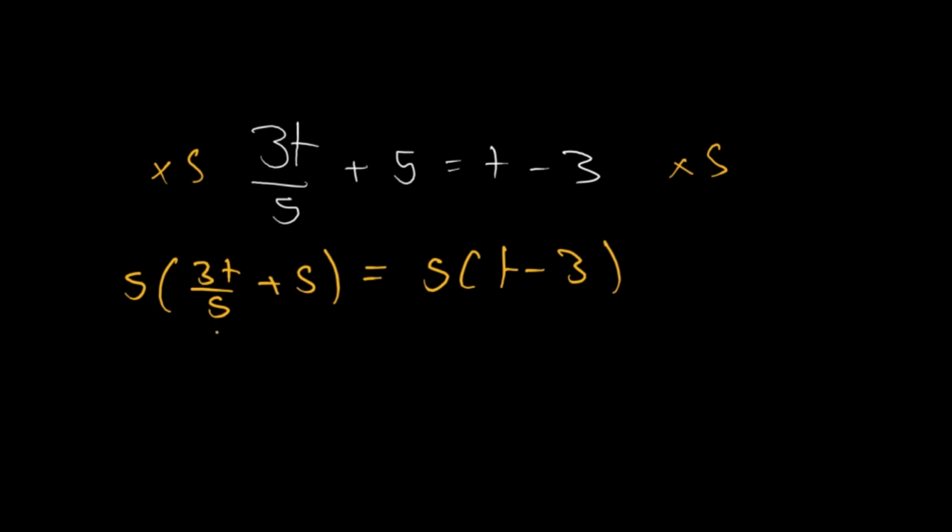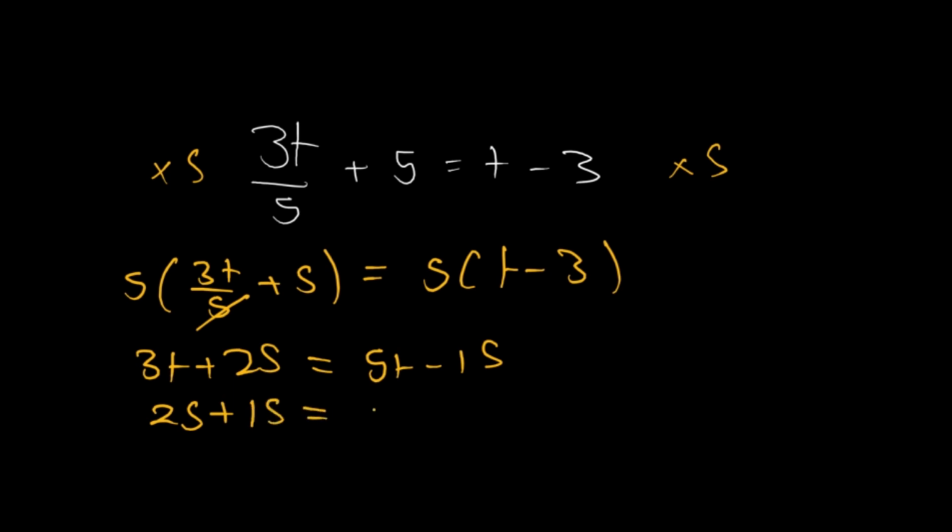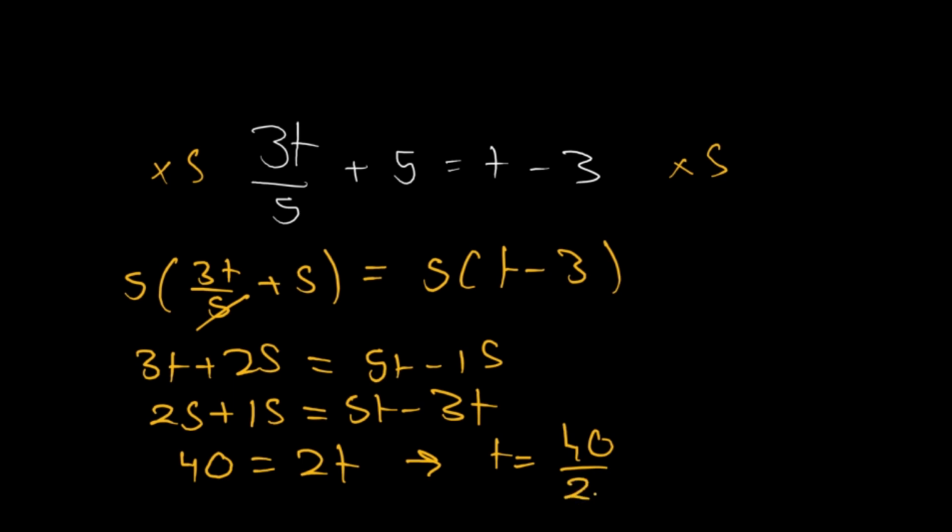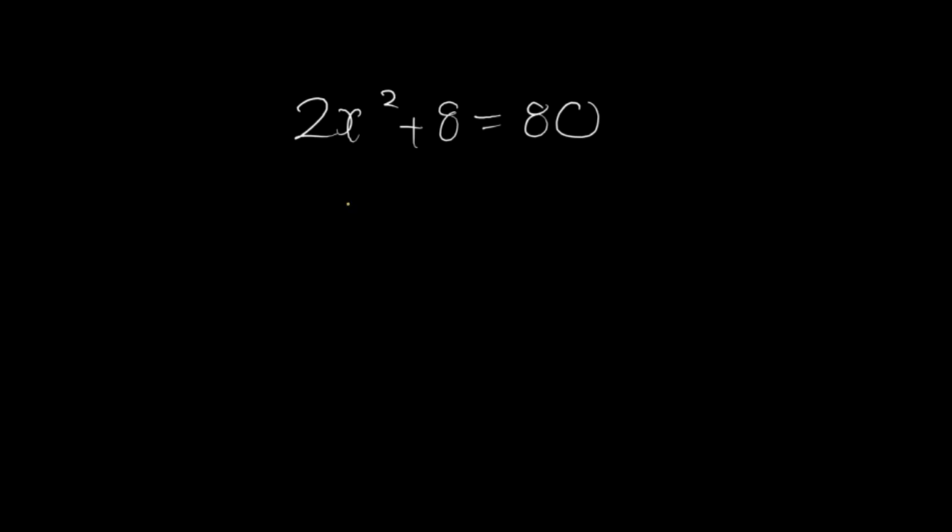5 times 3t over 5, the denominator will cancel out. So 3t plus 5 times 5, 25, equals 5t minus 15. Collect the like terms. So 25 plus 15 equals 5t minus 3t. So 40 equals 2t. So t equals 40 over 2, which is 20. So t equals 20.